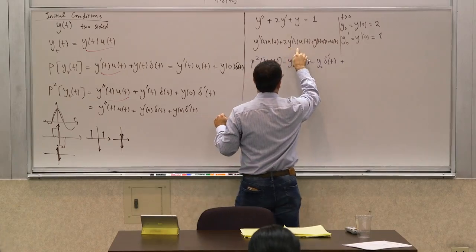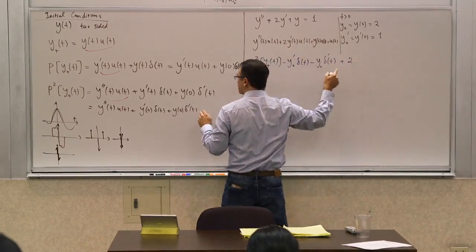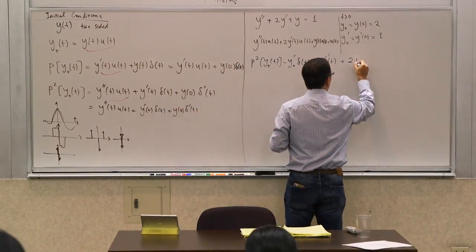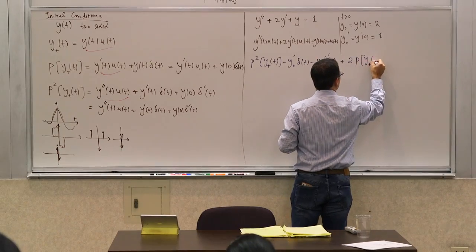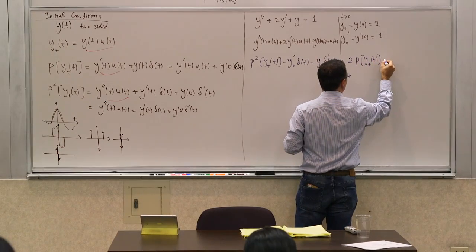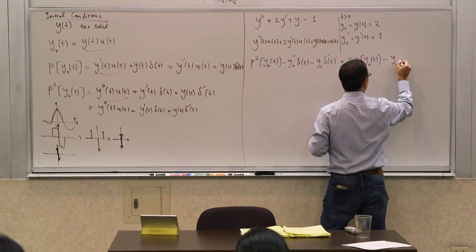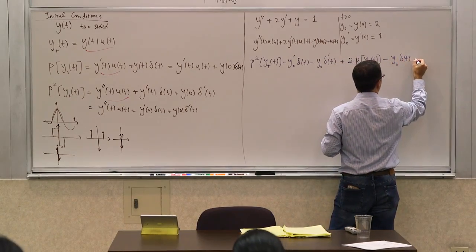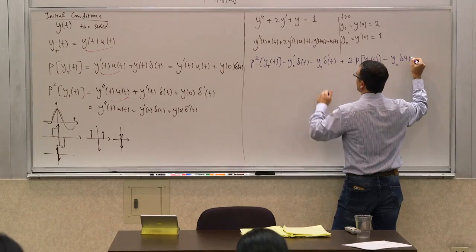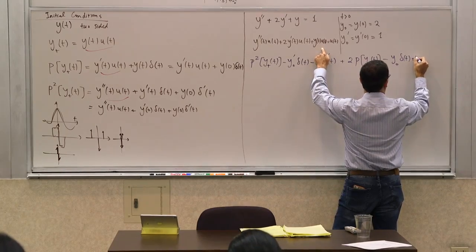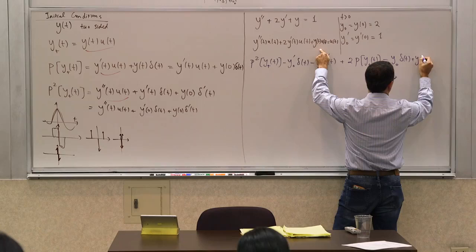Then you have p of 2. There's a 2. Okay, 2p of y plus of t. And then you subtract off y0 delta of t. Yes, thank you. And then what else do I have? And it's just y plus. Y plus, right? This last term is y plus of t itself.